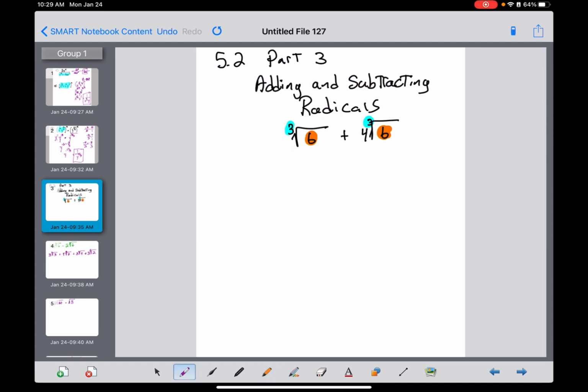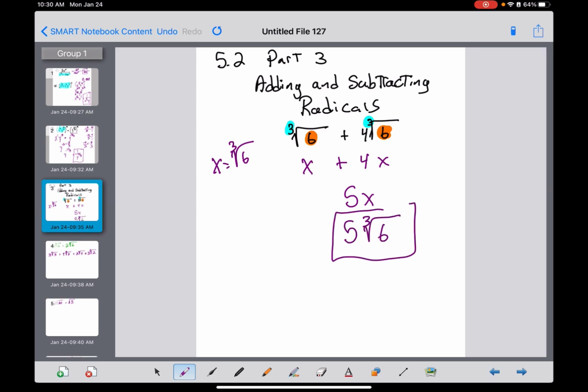And you're going to treat this the same as if this was x plus 4x. You treat it the exact same way. 1x plus 4x is 5x. So our x value in this case is the cubed root of 6. Our solution then is 5 times the cubed root of 6.